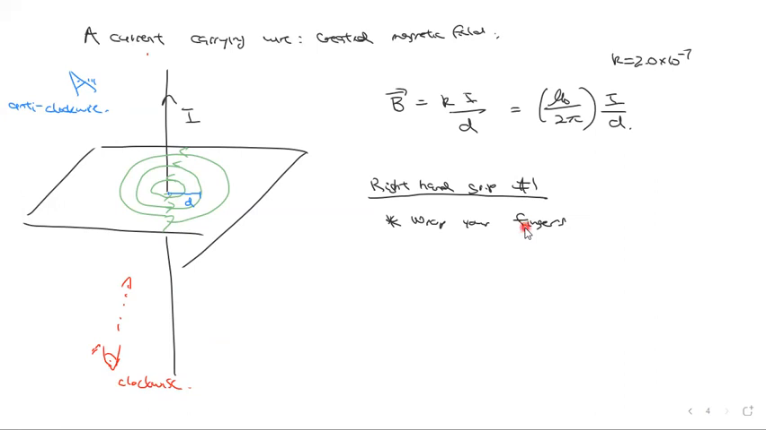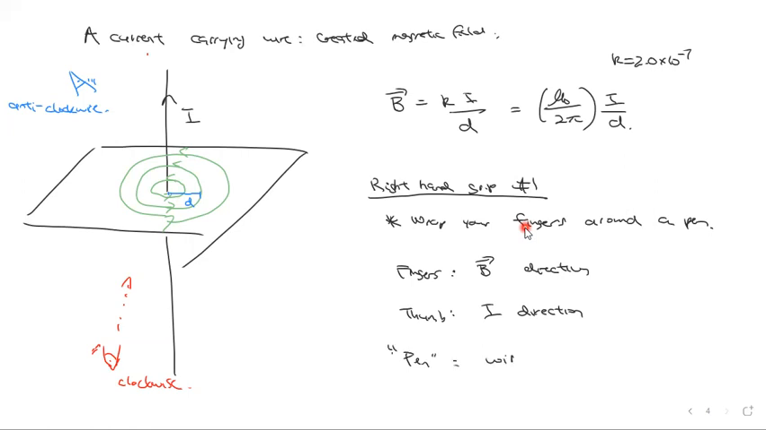As a tip, always wrap your fingers around, for example, a pen. Then your fingers, in this case from rule number 1, would represent the magnetic field direction, and your thumb would represent the current direction. Conventional current, to be clear. And your pen that's being wrapped around would represent your wire.